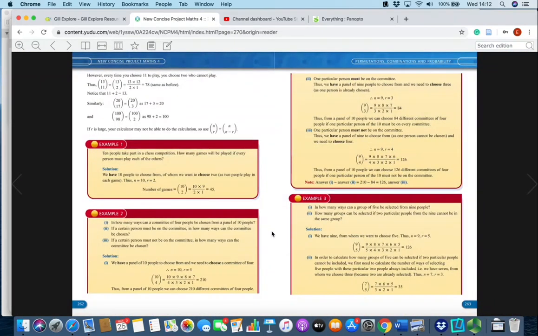Example 2. In how many ways can a committee of 4 people be chosen? And you can see that word chosen coming up. That's a combination. That's an nCr. On your calculator, that's 10 choose 4, which will give you 210. So that is the number of ways 4 people can be chosen from a panel of 10. If a certain person must be on the committee, in how many ways can the committee be chosen? I'll show you how I would do that one.